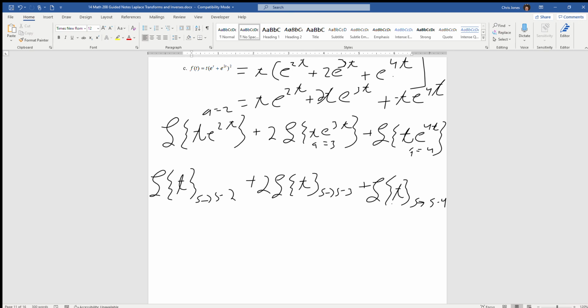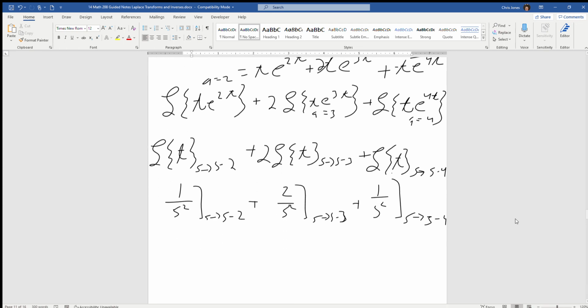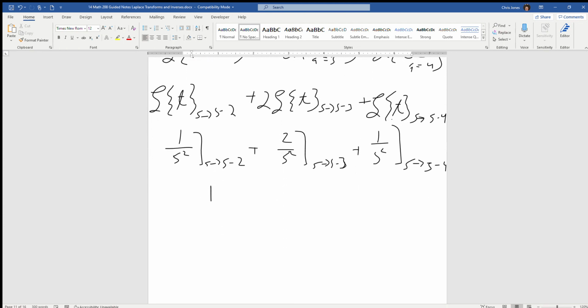And we know that the transform of t is just 1 over s squared. So this is going to be 1 over s squared as s approaches s minus 2, plus 2 over s squared as s approaches s minus 3, and then finally plus 1 over s squared as s approaches s minus 4. And finally, just back substituting each of those, we get to the final answer. So that's going to be 1 over the quantity s minus 2 squared plus 2 over the quantity s minus 3 squared, and then finally plus 1 over the quantity s minus 4 squared.